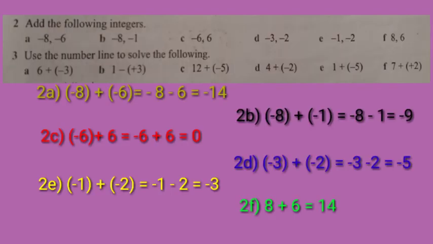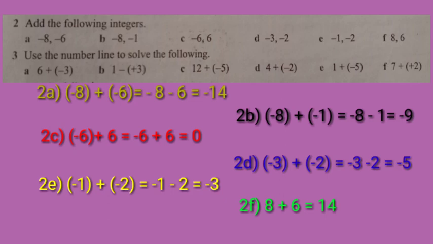Exercise 5b, question number 2. Add the following integers. (a) minus 8 minus 6. Minus 8 plus minus 6 equals minus 8 minus 6. When you are adding minus 8 and minus 6, we will get minus 14. Question number 2.